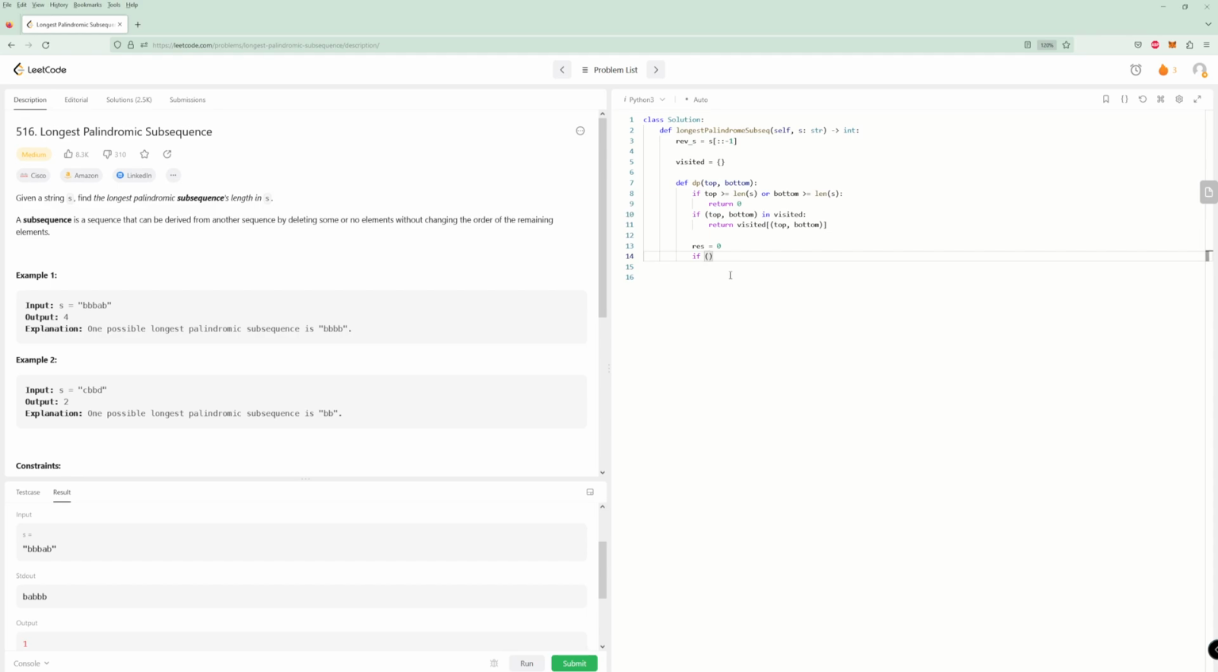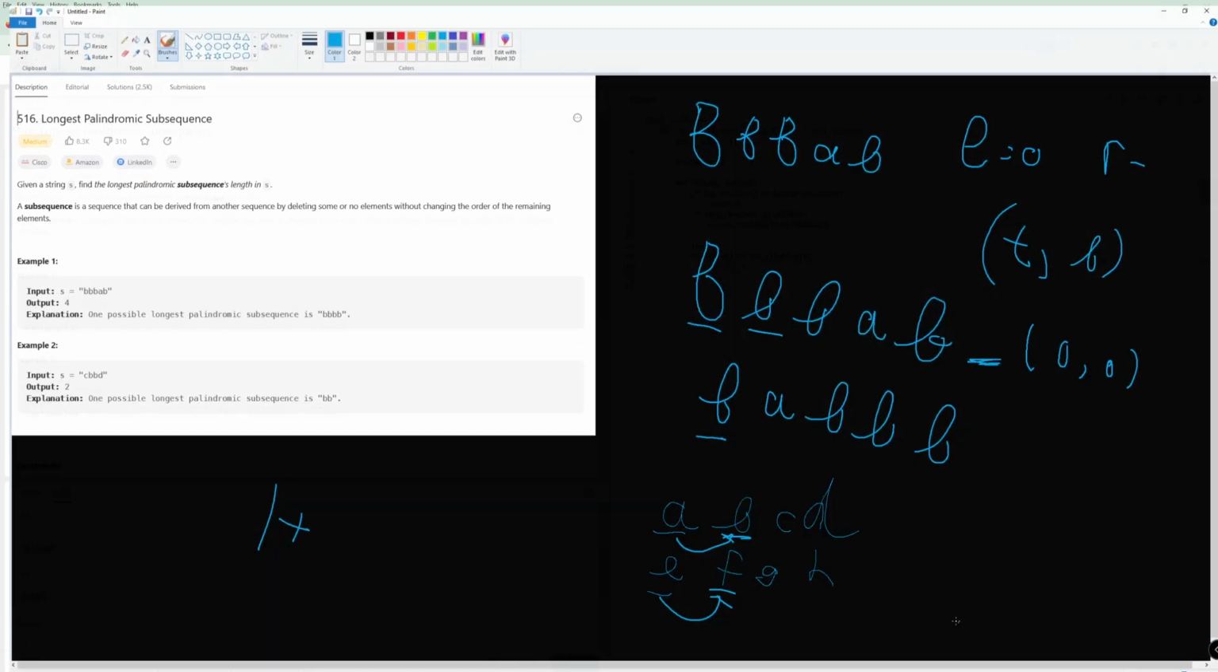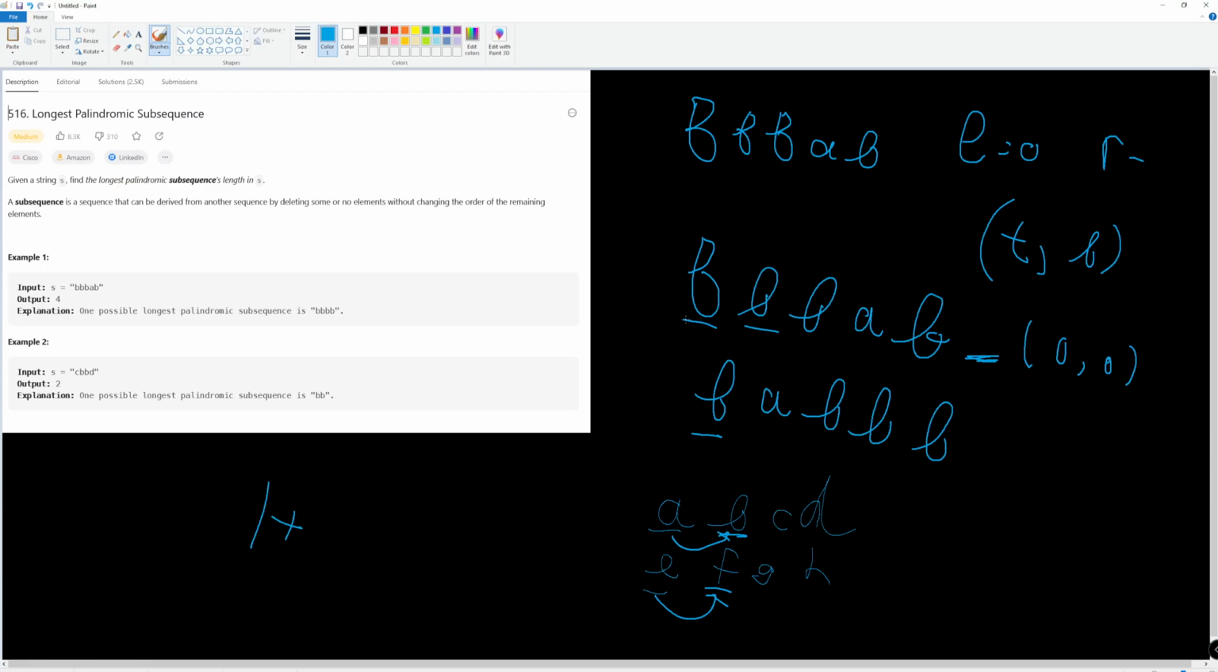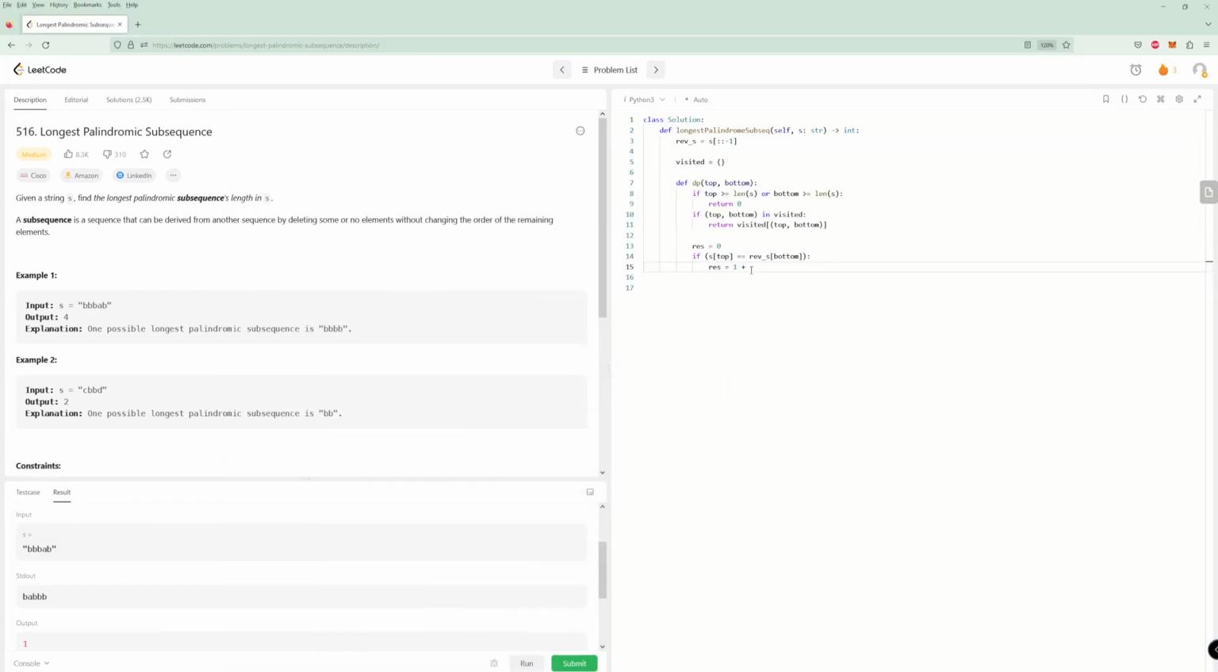So if s top equals, and then this is rev s bottom, then we are always going to just do res equals 1 plus... sorry, it's not going to be the biggest one. So here, when they're equal, we're going to just do 1 plus, and we're going to move them both, right? So if these two are equal, we're going to move them both. We're not going to move one or the other. We're only going to move one or the other if they're not equal. So then we just do dp of top plus 1, bottom plus 1.